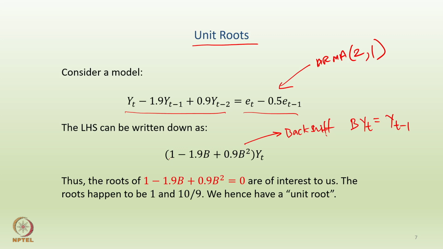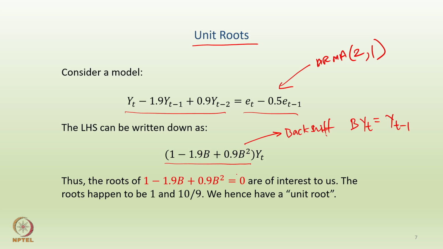Again, if you focus on the left hand side, this is exactly how you can rewrite the equation, because I can combine the coefficients. So, 1 minus 1.9 B plus 0.9 B square applied on yt. This entire thing is an operator applied on yt. Now, if you decide to solve such an equation, you take this operator as it is: 1 minus 1.9 B plus 0.9 B square equal to 0.